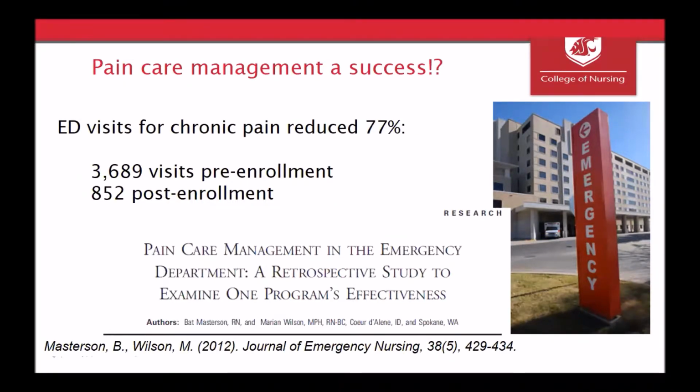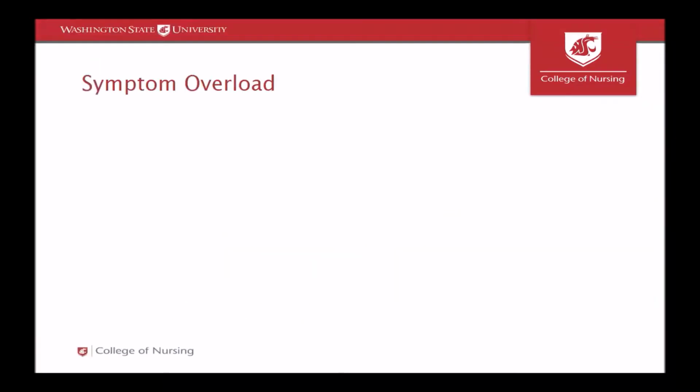So a program was implemented and we studied its effectiveness and found that we were able to reduce the number of people coming back to the emergency room requesting opioids. And part of the strategy was to connect them with community resources, primarily primary care providers, and also addiction services, pain management services in some cases. The program was considered to be quite a success because we did have this reduction in visits, and the organization felt like they were saving a lot of money because of that.